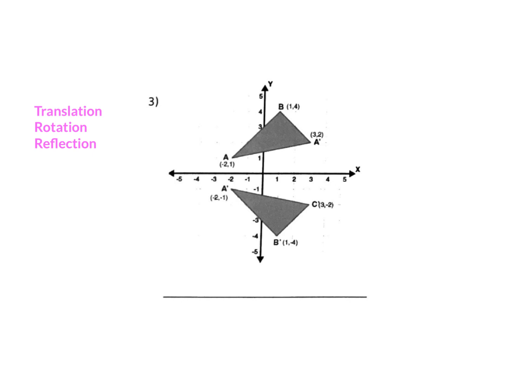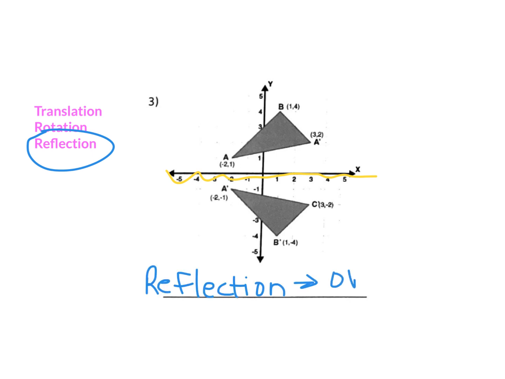Okay, number 3, I definitely can tell this one is a flip, and a flip is a reflection. And I also notice that it is reflecting over the x-axis. It's flipping over the x-axis. So it's not enough just to say reflection. We would say over the x-axis. Okay. You could also check with your patty paper to make sure these are checking out.